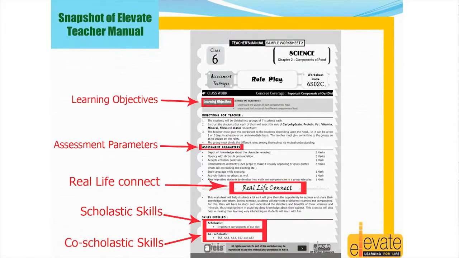Also, we can see from here, the teacher manual will look something like this. We are seeing here learning objectives, assessment parameters, real life connect, scholastic skills and co-scholastic skills measured. Apart from this, we have the student work activity in the teacher's manual as it is. So the teacher need not ask for the workbook from the students.